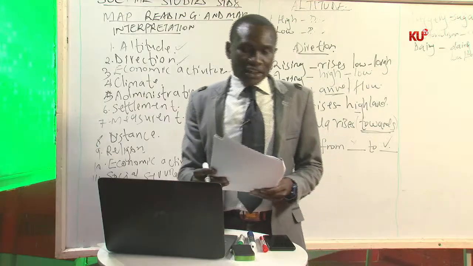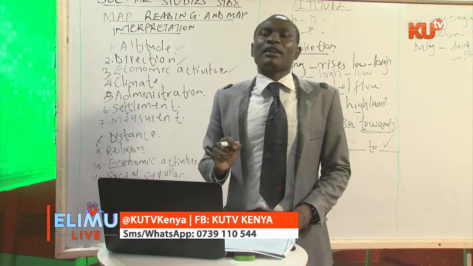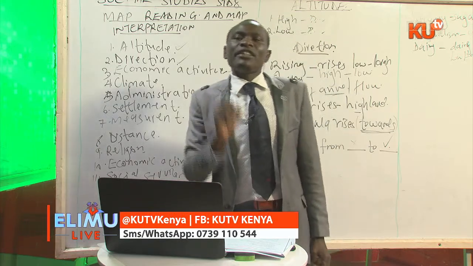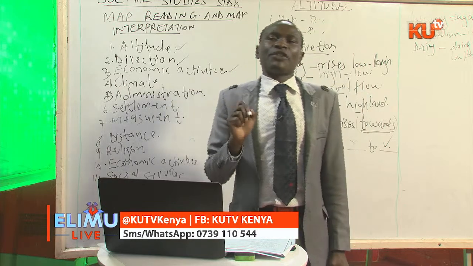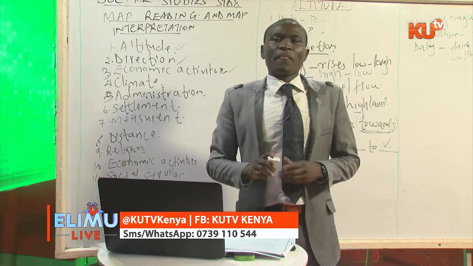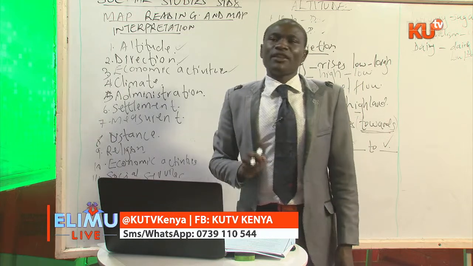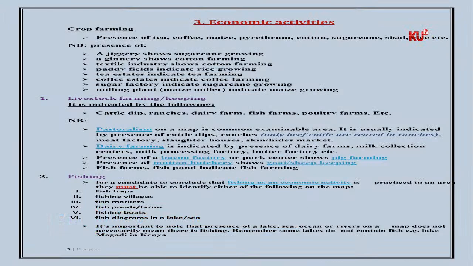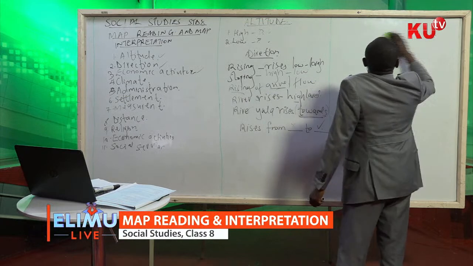Fishing, number 2, as an economic activity. Fishing is also one of the common economic activities on map. Some of the indicators on map work that will tell you this is fishing: we have 1, fish traps, fish ponds, fishing villages, and also a lake drawn on the map. Lakes do not necessarily indicate fishing, unless you see a lake where there is a fish drawn inside. And if you see a fish drawn inside a lake and then there is an X, that shows that it is not fishing.